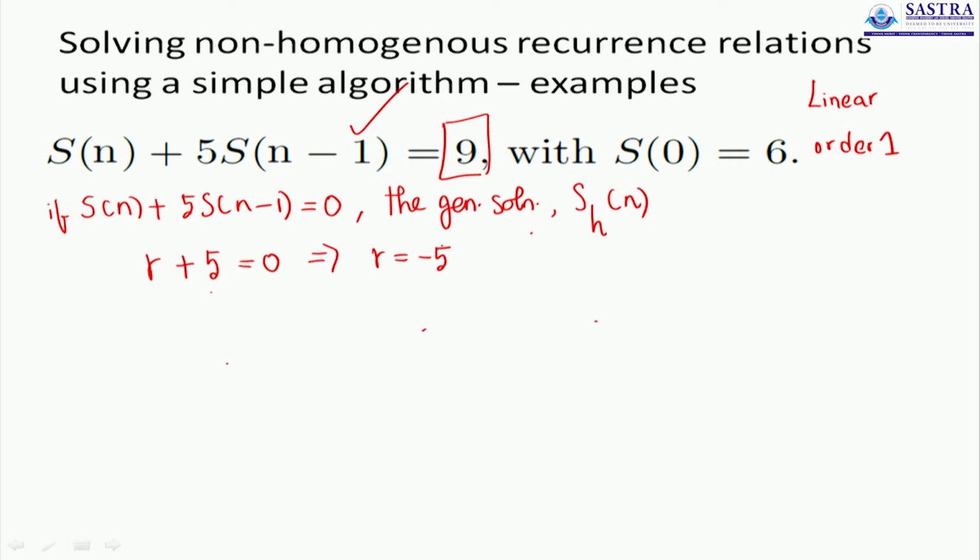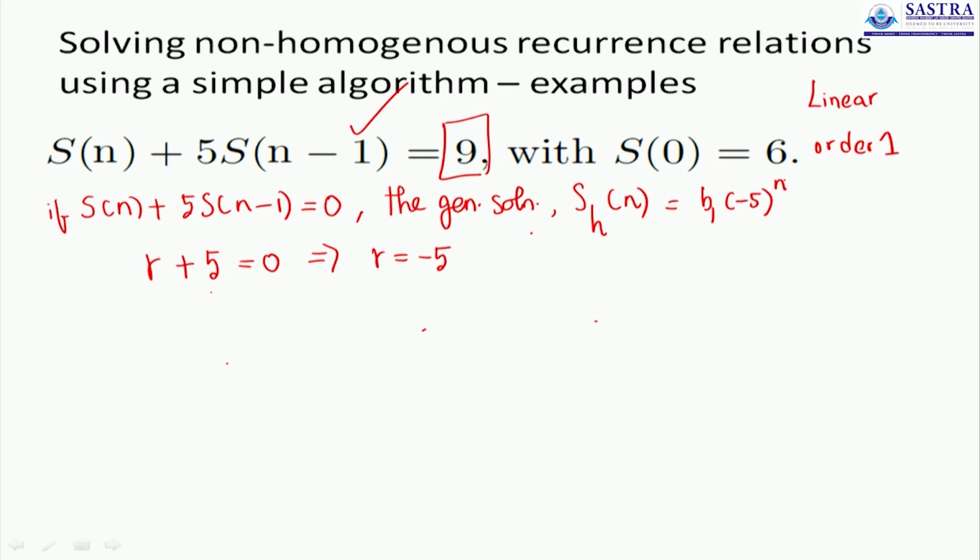So, if the value of r is obtained as minus 5, then the general solution is just b1 times minus 5 to the power of n. We saw that whatever root we obtain, we raise it to the power of n and have it as the general solution. So, the general solution is of the form SH of n, which is b1 times minus 5 to the power of n. That is not the entire solution, because the given recurrence relation is not homogeneous.